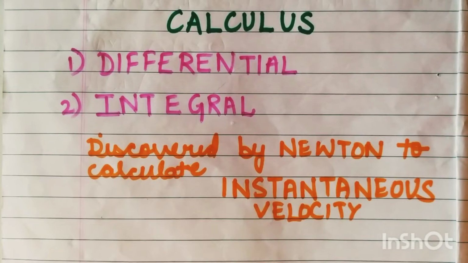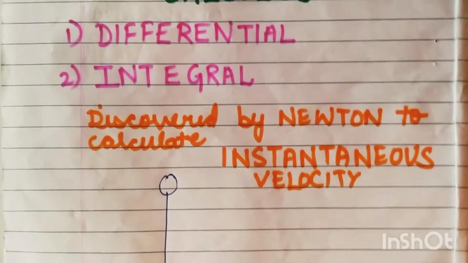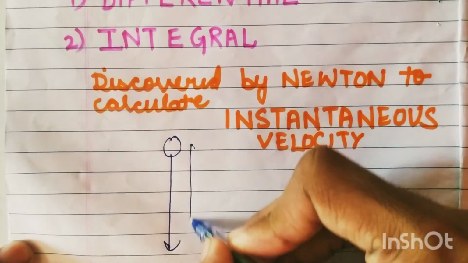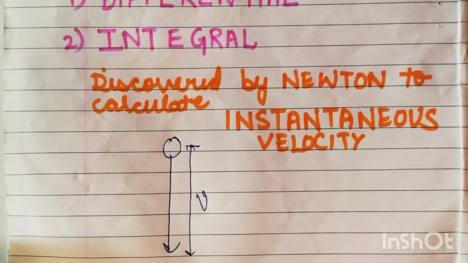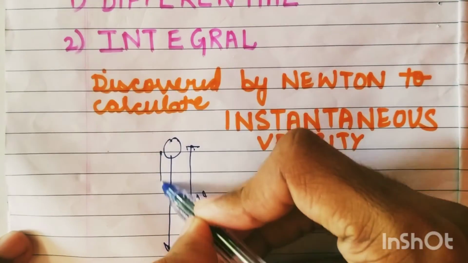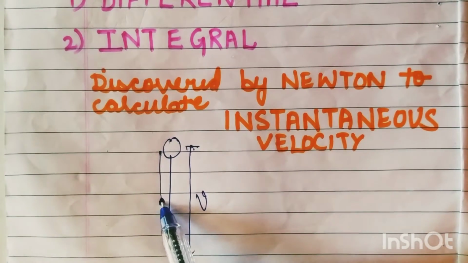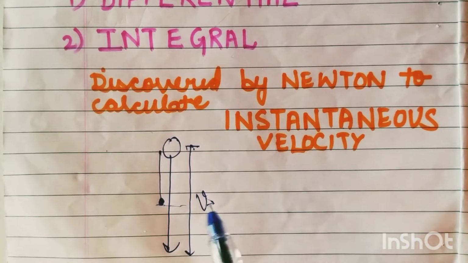Instantaneous velocity means, if you drop a ball from a high position to a lower position, we know that this is the velocity of this dropping. But what if we want to calculate the velocity at this point? So the midpoint, the velocity at any midpoint is known as instantaneous velocity, the velocity at that instant.